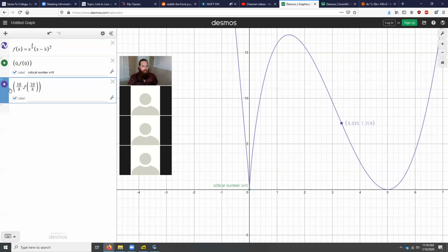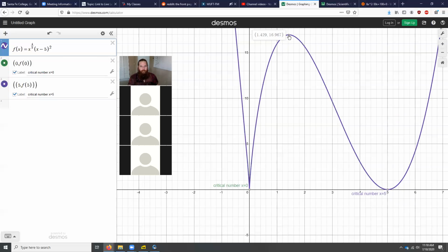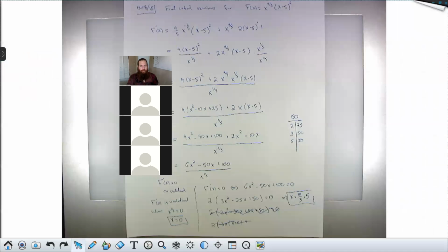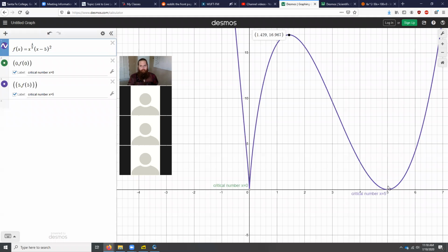Oh, wait, no, that's not that guy, is it? Yeah, this is the critical number. It was 5. And what was this guy? 1.429. So I must have goofed up solving this polynomial equation at the end here. But those critical numbers correspond to these points, right?